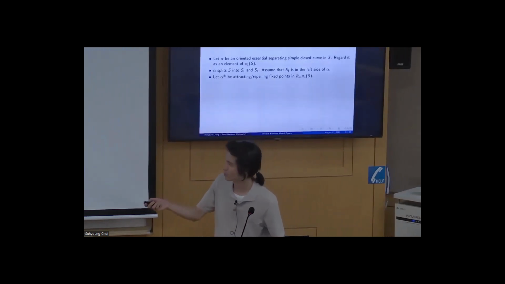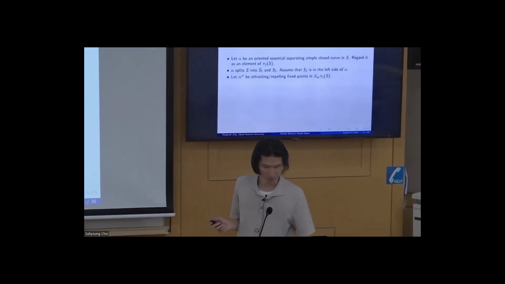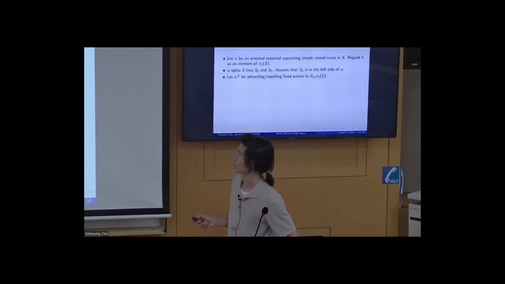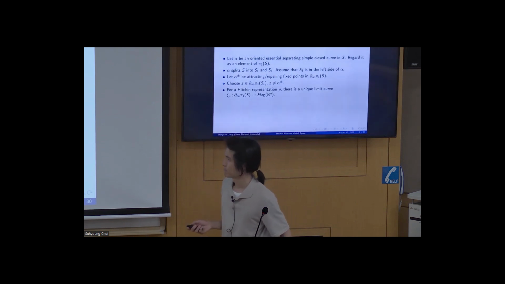Let's say S1 is the left side of alpha. And let alpha plus and alpha minus be the attracting and repelling fixed points in the Gromov boundary. And we choose one point Z randomly from the Gromov boundary of pi1 of S1. Of course, this randomly chosen point must be distinct from the repelling and attracting fixed points of our simple closed curve alpha. And we have seen that for a Hitchin representation, there is a unique limit curve from its Gromov boundary to the flag manifold. This is a uniquely defined map.